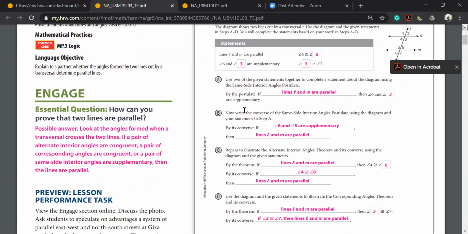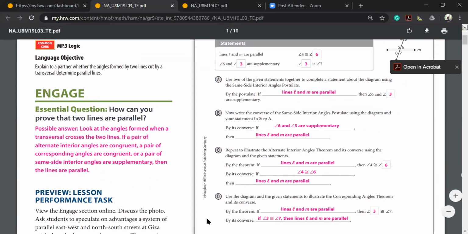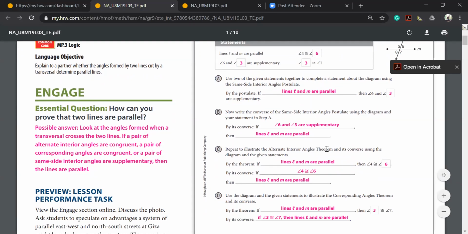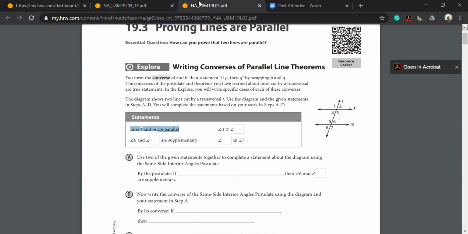Take care that all of these angle relationships are theorems. The alternate interior angles are a theorem, the corresponding angles are a theorem, and only the same side interior angles are a postulate. Okay? Let's go back.